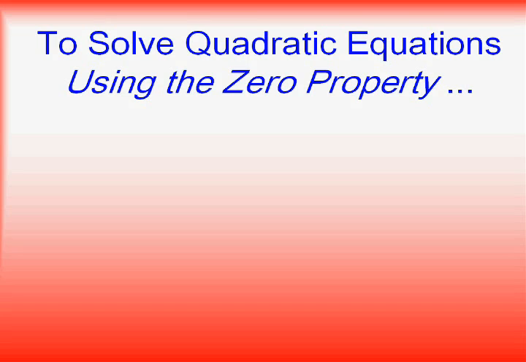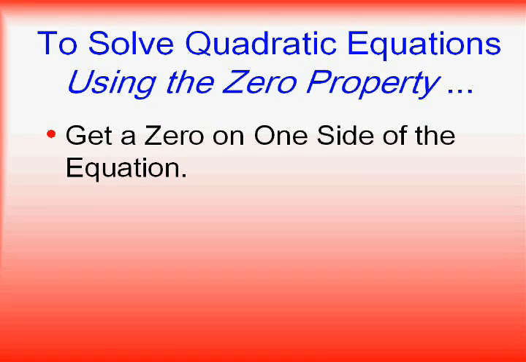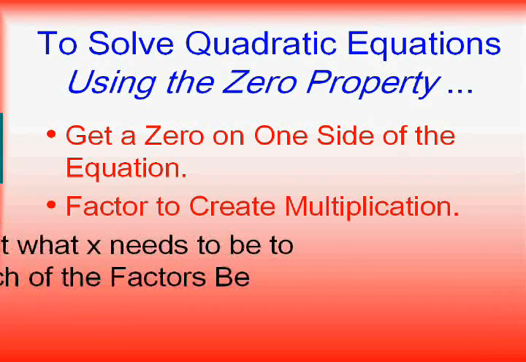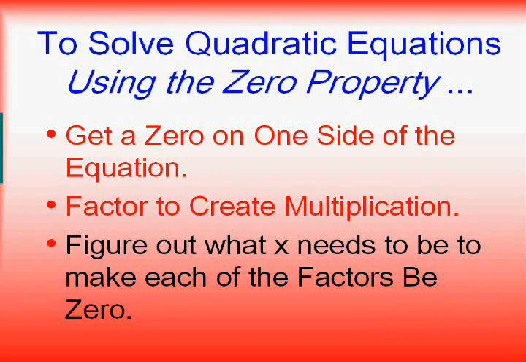Remember the zero property? We get a zero on one side of the equation, and then we factor to create multiplication. And when two things multiply to zero, it can only be true when one of them is zero. So we figure out what x needs to be in each of the factors to make each factor zero.